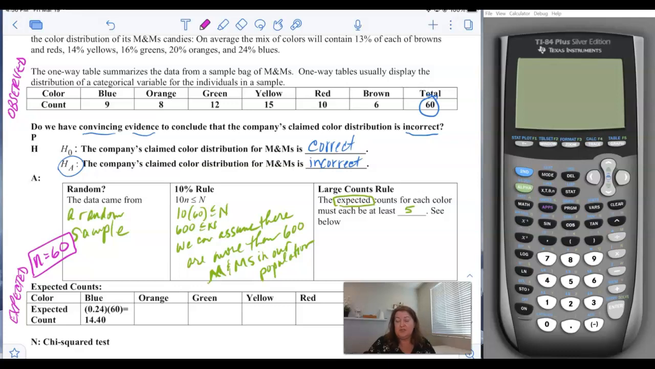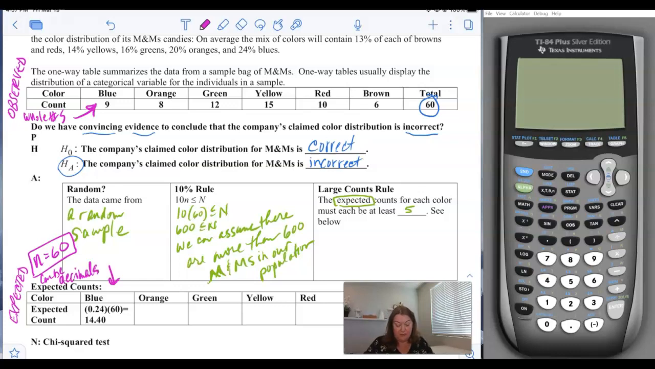So they told us that the blues were 24%, so we're going to put in 24 times 60, and we get 14.40. Now, expected counts are totally fine to be decimals because they're just the overall average of that count. Our observed count should be whole numbers, though. Okay, so expected counts can be decimals, observed have to be whole numbers. Okay, so I'm going to even write that, whole numbers. Okay, and then this one can be decimal.